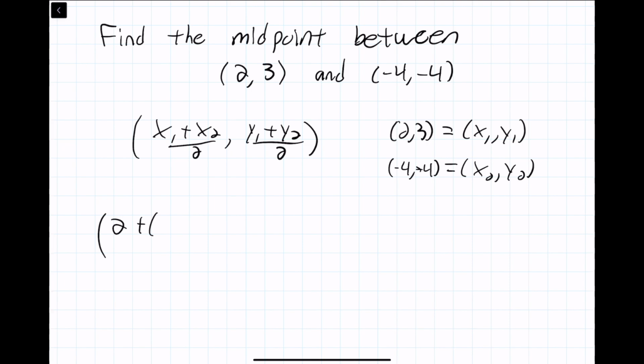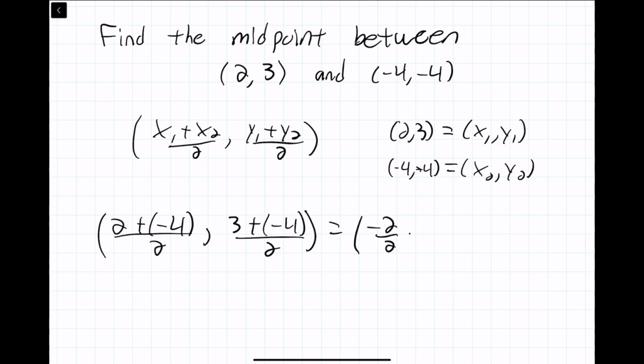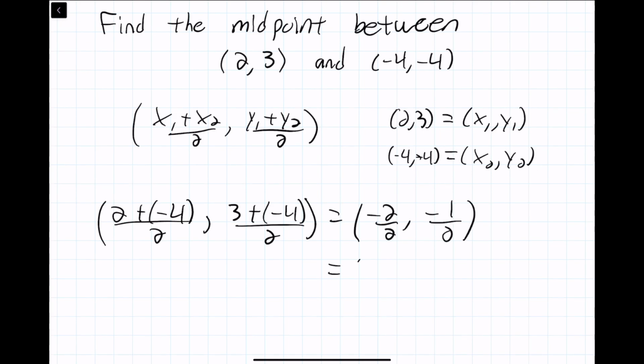x2 is -4, all that over 2, comma, y1 is 3, y2 is -4, all that over 2, and we have -2 over 2, and -1 over 2. So we get -1, -1/2. And so you have it. That's the midpoint between the 2 points.